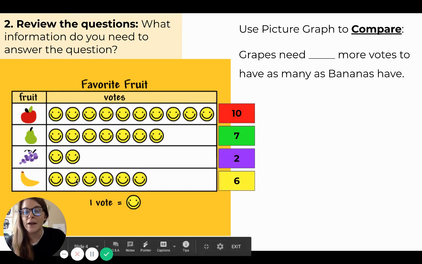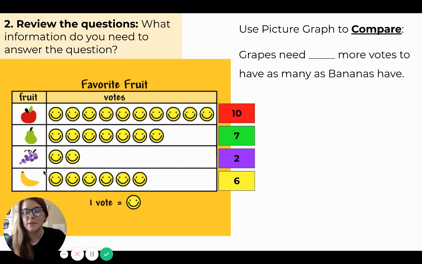So in order to have 6 smiley faces, how many more smiley faces does grapes need? Well, I know 2 plus 4 equals 6. So grapes need 4 more votes to have the same amount as bananas. You will see problems like both of those today in your work.